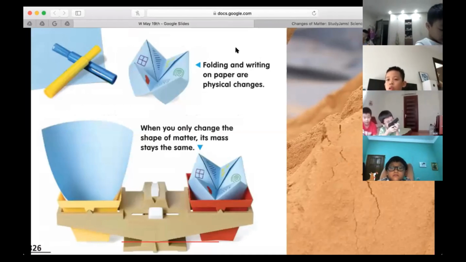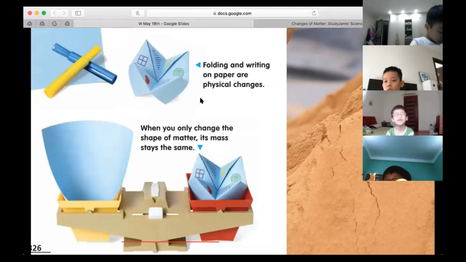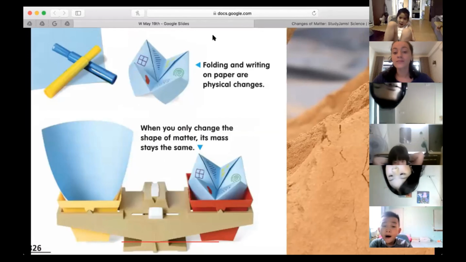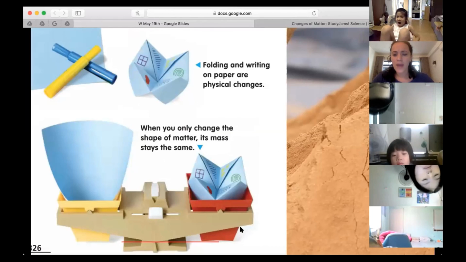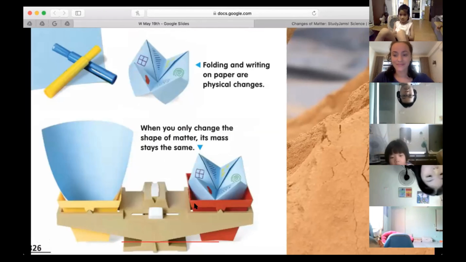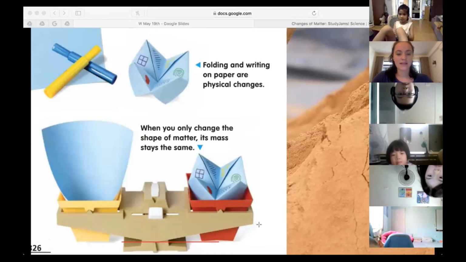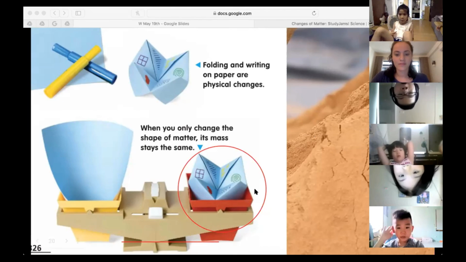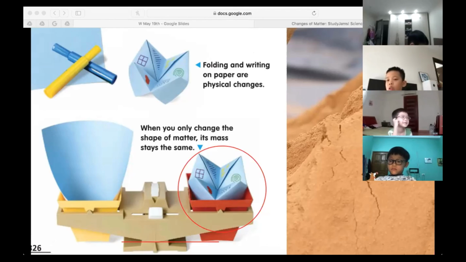Folding and writing on paper are physical changes. When you only change the shape of matter, its mass stays the same. Everybody, eyes on me, Blue Moon. Is there more paper here? No. Is there less paper here? No. How is this paper different? How is this paper right here different? How about Sam? Oh, Sam's gone. Sam, how is it different? Not the same shape. Excellent, but it's still the same amount. So the mass is the same.